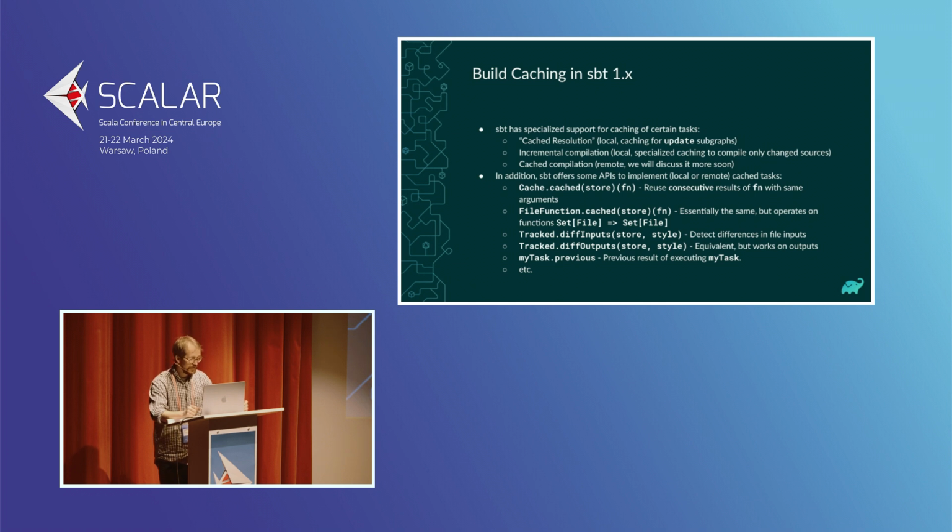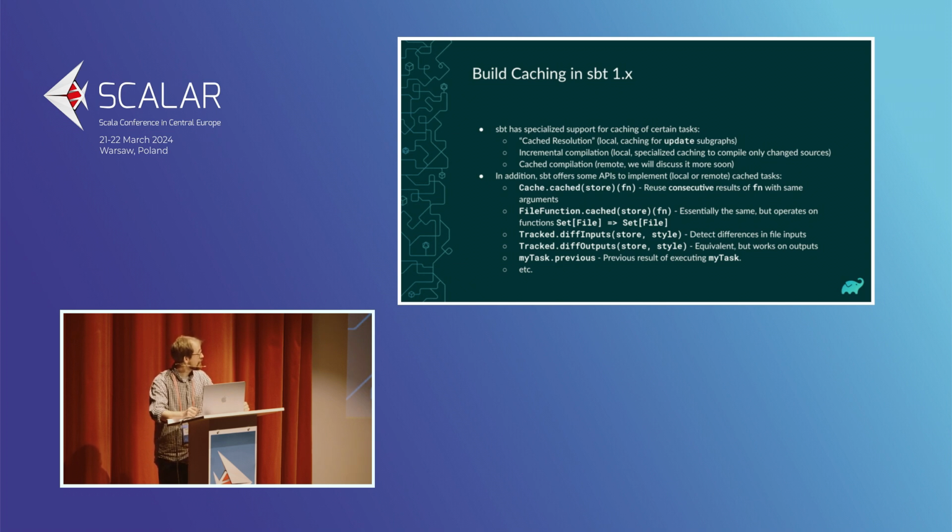First one is Cache.cached. It takes as input, like the others, a store, which is really the backing of the cache. So where are we going to write the previous results? It can be used to wrap a function so that consecutive calls to the same function can be reused. So if you call the function twice with the same argument, it's going to be reused. If you call it with a different argument once, then the cache is going to be wiped.